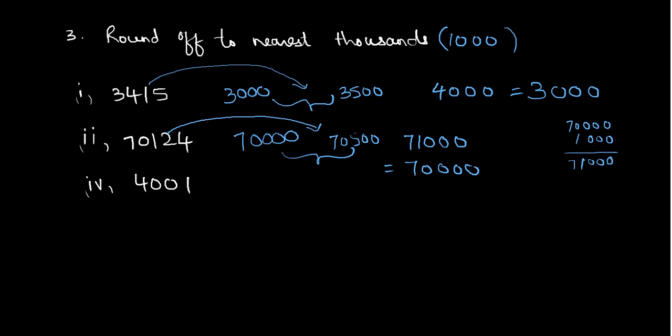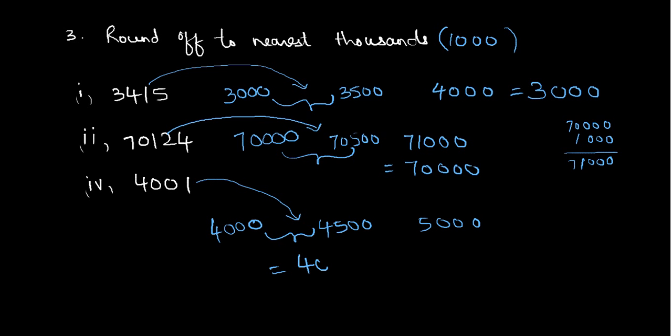So put 3 zeros, since we wanted the nearest thousands. Put 4000, add 1000, which becomes 5000. What is the number which comes in between these two? 4500, and 4001 falls in this range. So the answer is 4000. Hope you understood this one. Let us go to the next problem given in the textbook.